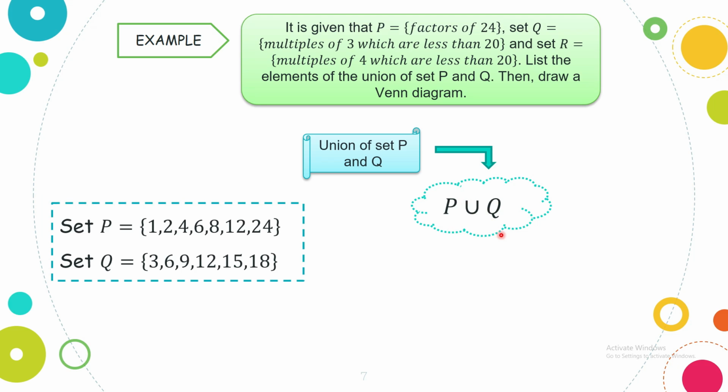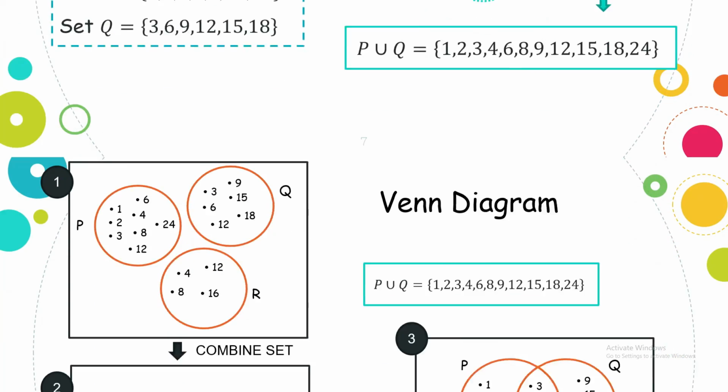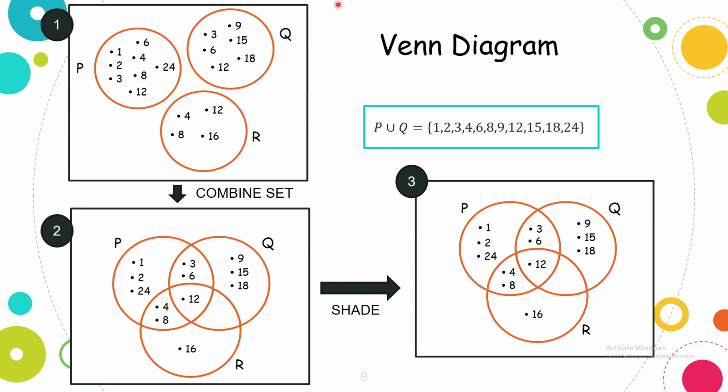Then how we do this operation is we combine all of these elements from set P and set Q, so the elements of P union Q are 1, 2, 3, 4, 6, 8, 9, 12, 15, 18, 24. Okay, these are the elements of P union Q. Next, we draw the Venn diagram. I will show you step by step, from step 1, step 2, and step 3.